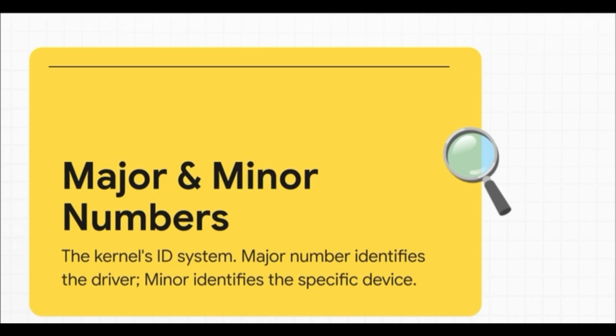So, with all this hardware, how does the kernel even know which driver to call for which device? Well, it uses this simple but totally brilliant ID system, major and minor numbers. The major number is like saying, I need the USB driver, while the minor number specifies, and I mean the third port on the left. It's basically a unique address for every single piece of hardware plugged into your machine.